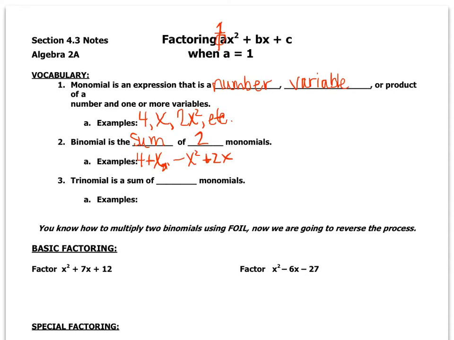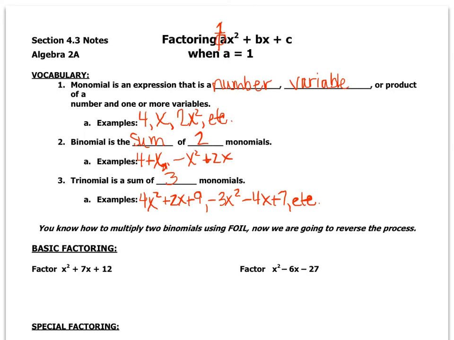A trinomial is the sum of three monomials. So an example would be 4x squared plus 2x plus 9. That would be one example of a trinomial. Another would be negative 3x squared minus 4x plus 7, because that has three terms as well, and we could come up with many more. And if you have more than three terms, we just call it a polynomial.